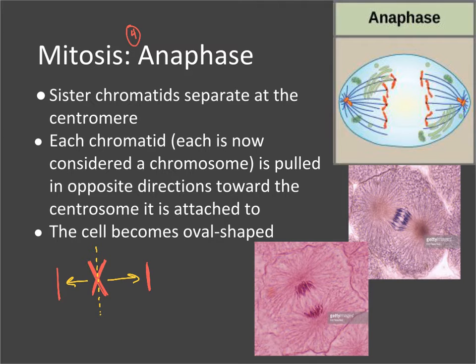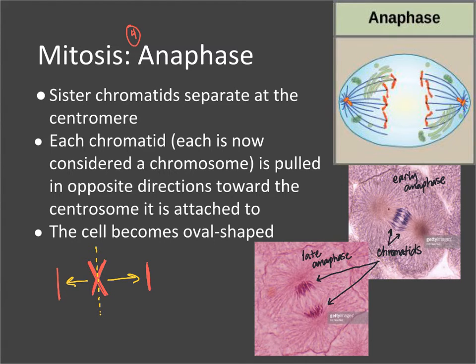You can see in the picture here, this picture is early anaphase, and this picture is later anaphase, where you can see these dark structures here. These are those chromatids, all right? The X shape is no longer visible. The chromatids have now separated from each other. And you can see that down here on this picture as well.